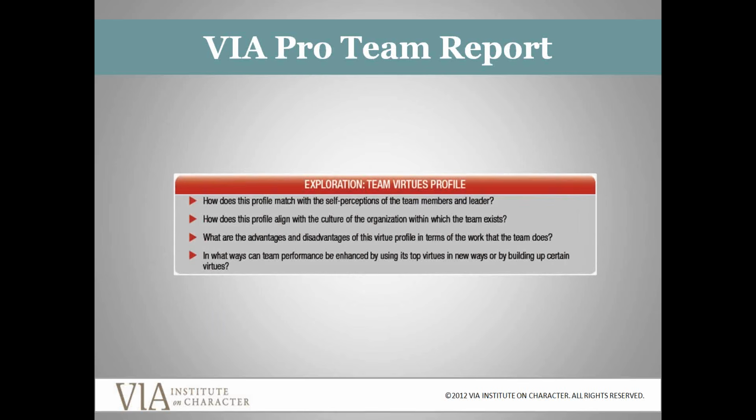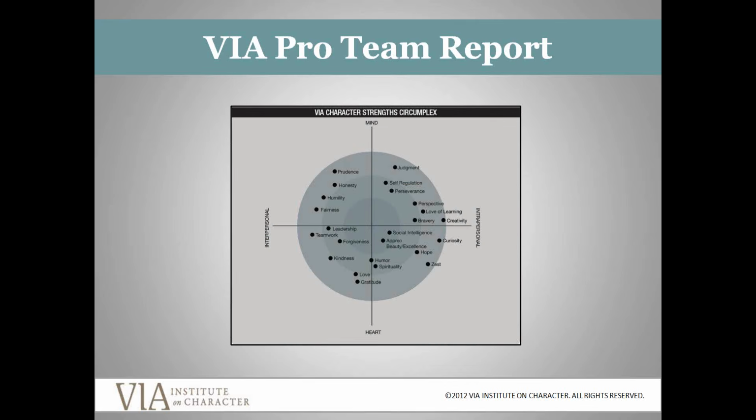The next graph on page 12 of the report shows the array of 24 strengths across two dimensions. One dimension is labeled heart on one end, and mind on the other end, referring to strengths that have a stronger feeling, emotional component on one hand in terms of heart, and those with more of an intellectual, logical component on the other hand in terms of mind.